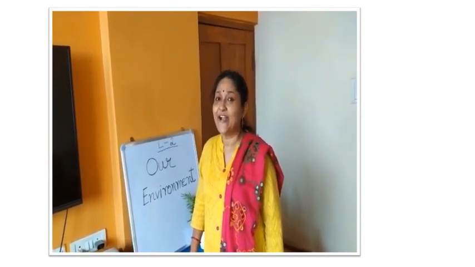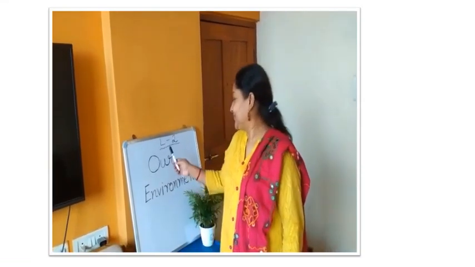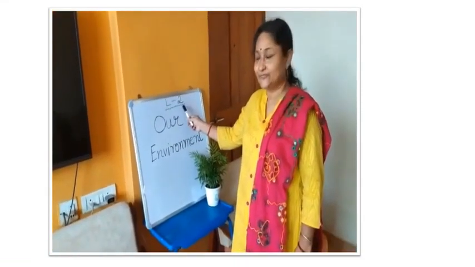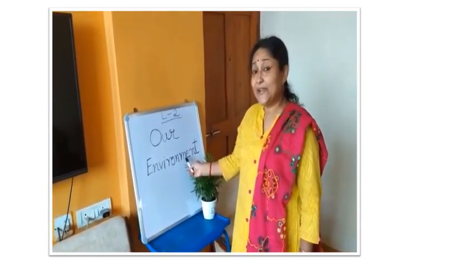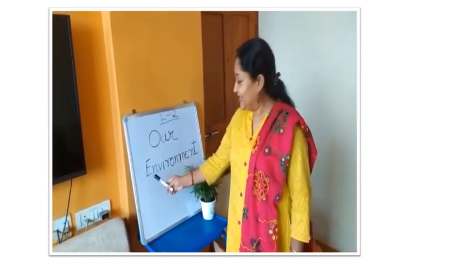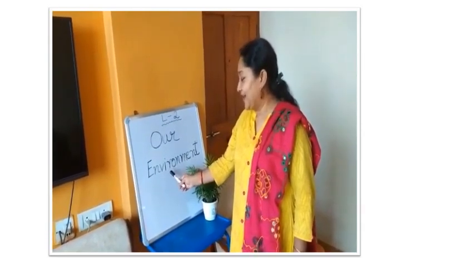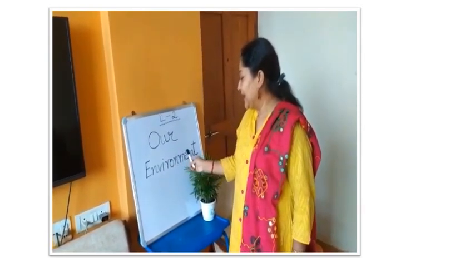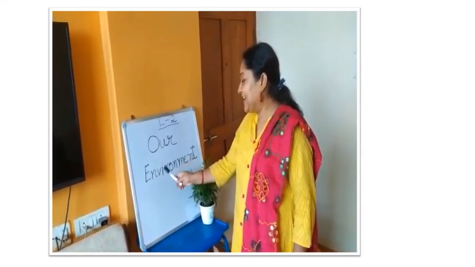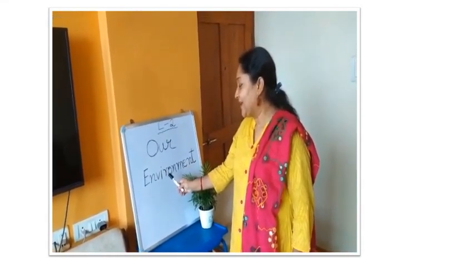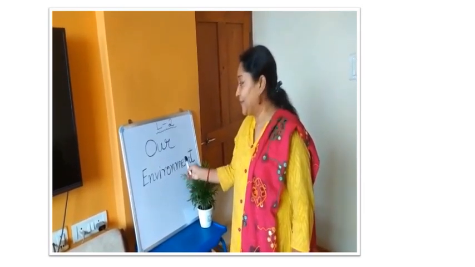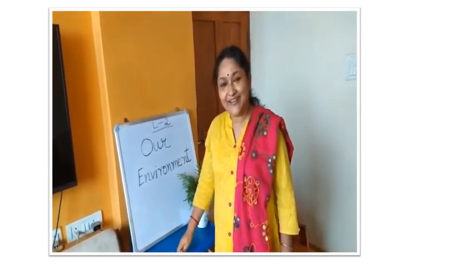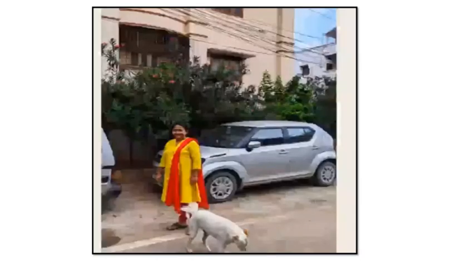Our environment. Lesson number 2, our environment. What is the spelling of environment? E-N-V-I-R-O-N-M-E-N-T. Environment. Let's start children. Are you ready? Children, can you see this picture?